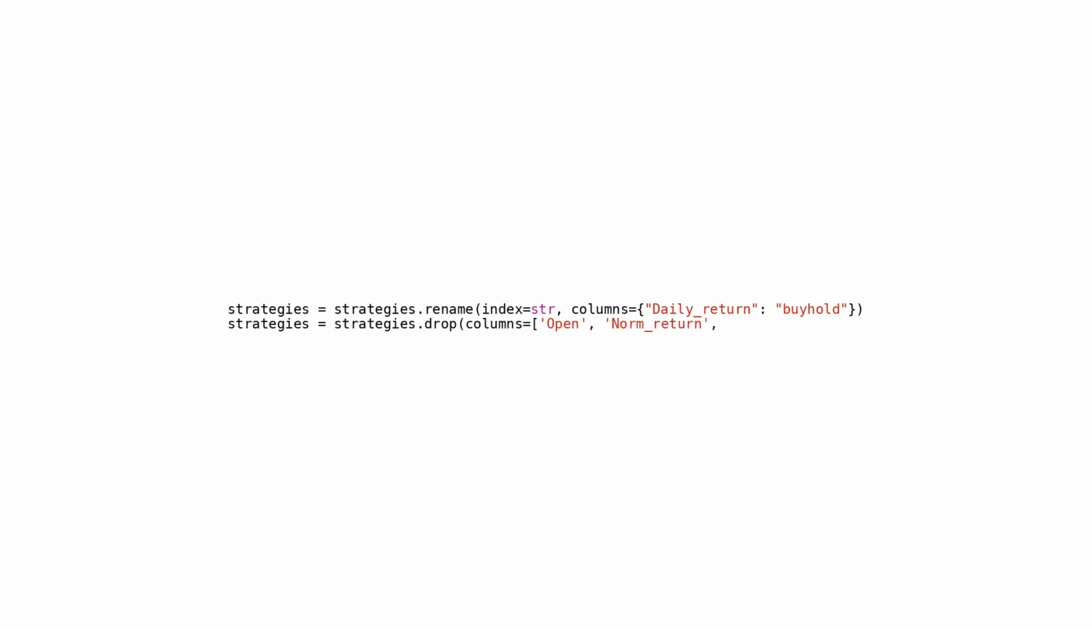The provided Python code snippet modifies the strategies data frame by renaming a column and removing specific columns. The renamed column, daily return, is changed to behold and the data frame's indices are converted to strings. The code then removes the columns open, norm return, allocation, position, and close using the drop method. The head method is then used to view the first few rows of the modified strategies data frame. The output of this snippet is not explicitly shown as it is not assigned to a variable or printed.